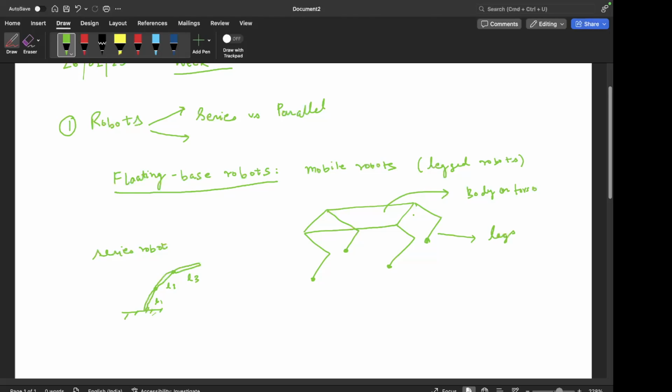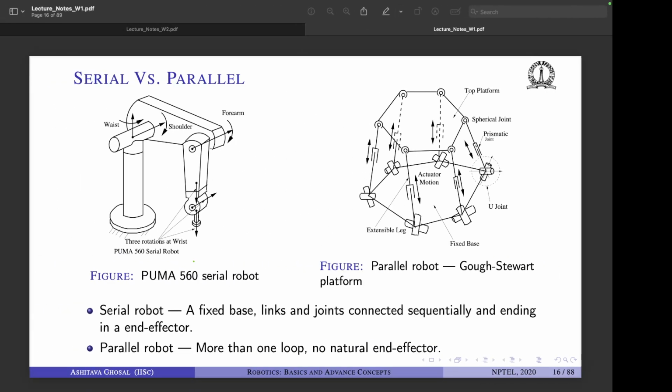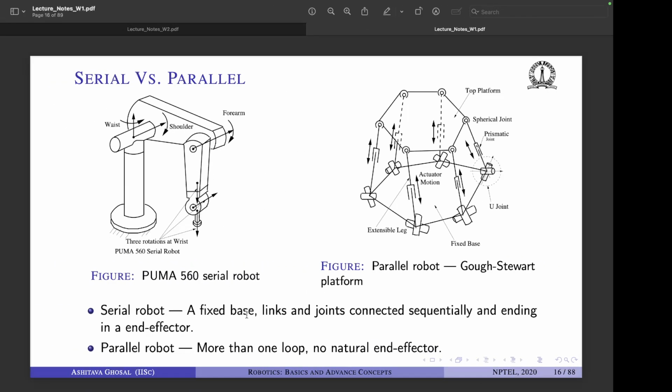Each of these legs is basically an example of a serial manipulator, right? This one leg, if you just see, there is a joint here, there is a joint here, right? So there are four such serial robots, right? And the key difference from a robotic arm is that this is mounted on a fixed base, which is mentioned here also, right? Serial robot, a fixed base, and then the links and joints are connected sequentially.